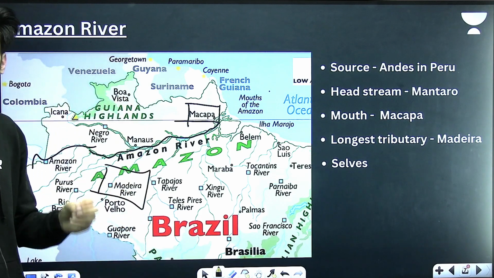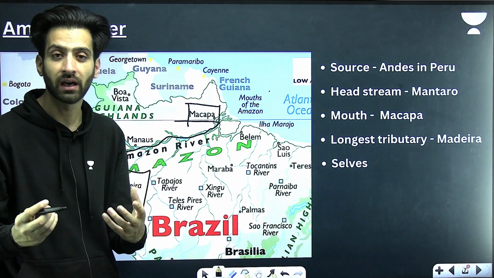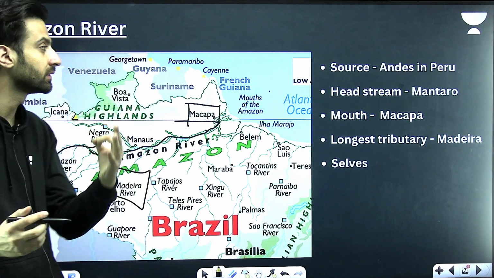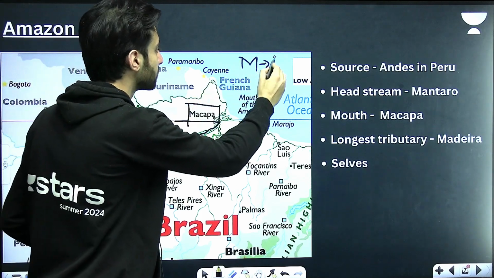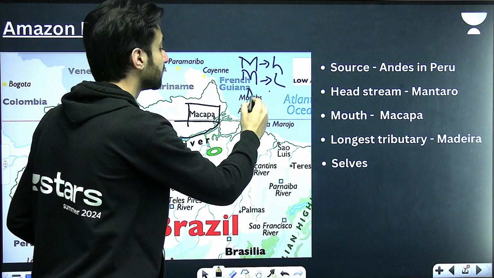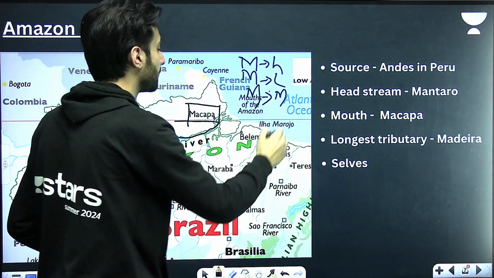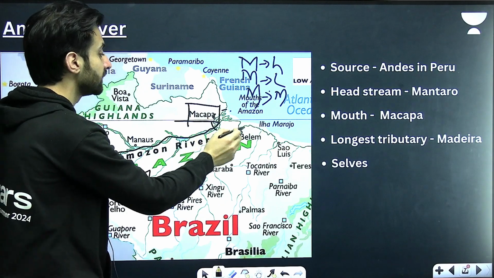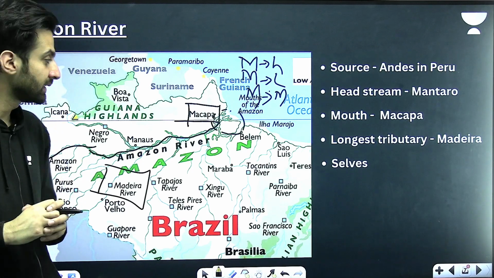Three things that you need to know about the Amazon River is that initially its headstream is called Mantaro. There are three M's, don't get confused between the three. First one is Mantaro, that is headstream. Then we have Madeira, that is the longest tributary, and then there is third M, that is the Macapa, and it is the mouth. This is the mouth of the Amazon and it joins the Atlantic Ocean after that. Hope it's clear about the Amazon River.